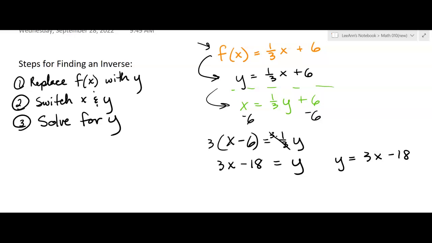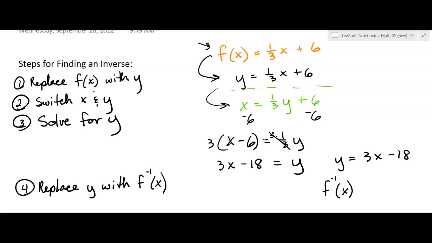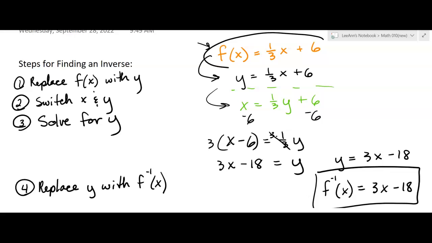Usually when you're solving for a variable, you put the variable you're solving for on the left. Okay, so that's just FYI there. And then the last step is replace y with the inverse notation. So again, fairly easy step. Now we're saying, okay, the inverse of the function, the original one we started with, is going to be 3x minus 18. Okay, that was the inverse. That's what we were asked to do. Here's the original, and then here's the inverse.